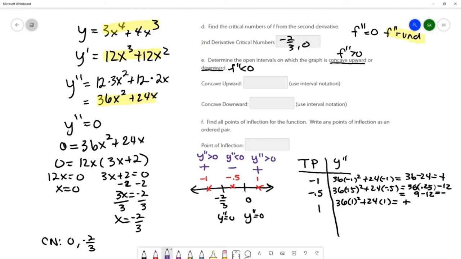So once we've built the chart, we know that when the second derivative is positive, the function is concave up, and when the second derivative is negative, the original function is concave down. So our intervals of concave up would go from negative infinity to negative 2/3, as well as from 0 to infinity. The function is concave down on the interval from negative 2/3 to 0.